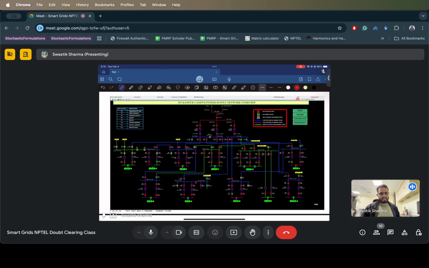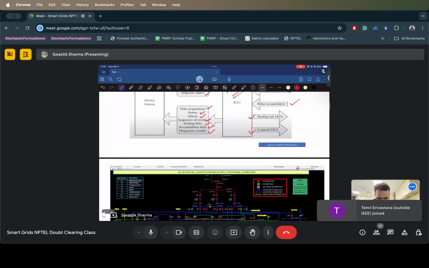Sitting at my smart grid control center over here where the SCADA is, I can just see what is happening to the IIT Kanpur distribution system in real time, right? So that is the whole idea of having SCADA.